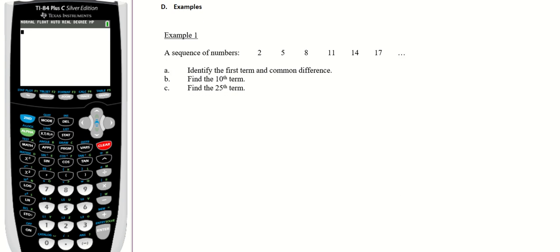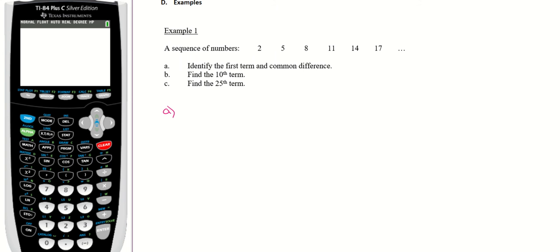First example, we have a sequence of numbers given. The first question is asking us to identify the first term and the common difference. This we can tell just by looking. U1 is 2 because that's the first thing we see in the list. And D is 3 because at each step from one term to the next, we are adding 3. For the 10th term, we're going to use the general term formula. I'll just remind you that it's Un equals U1 plus (n minus 1) times D. It's really important here to be able to distinguish between n and Un.